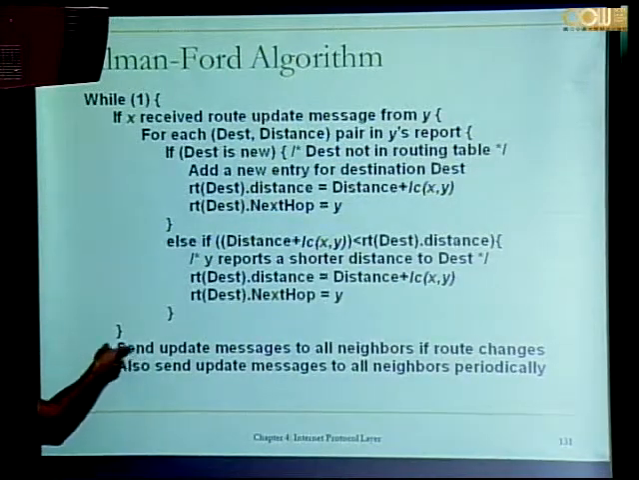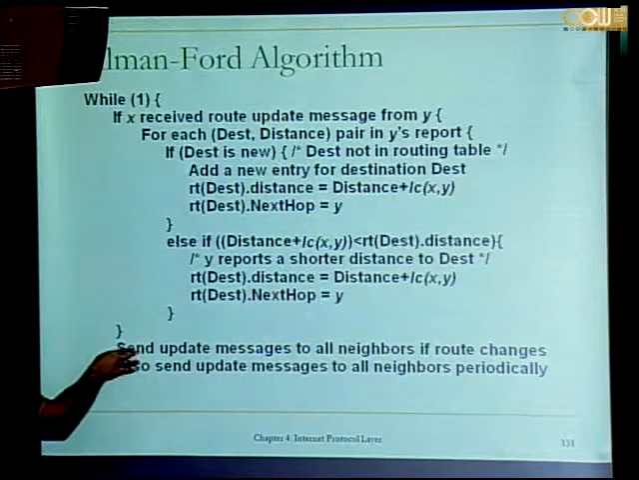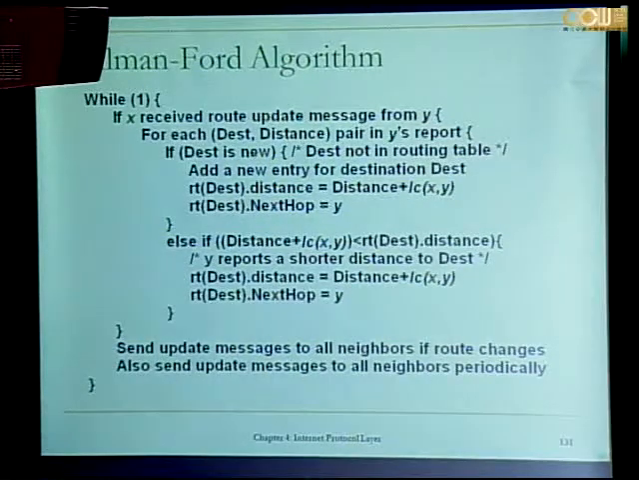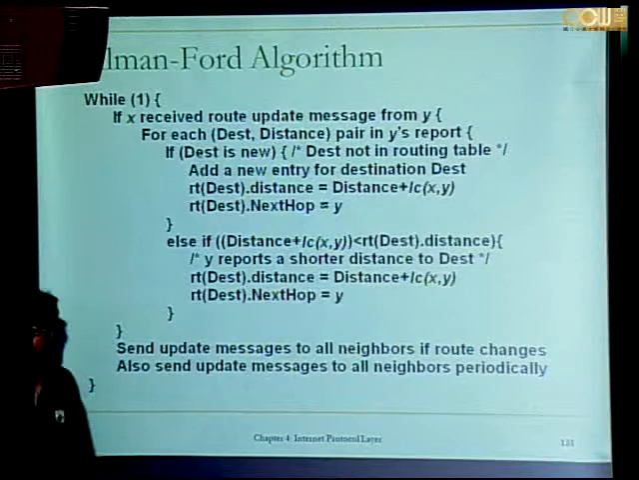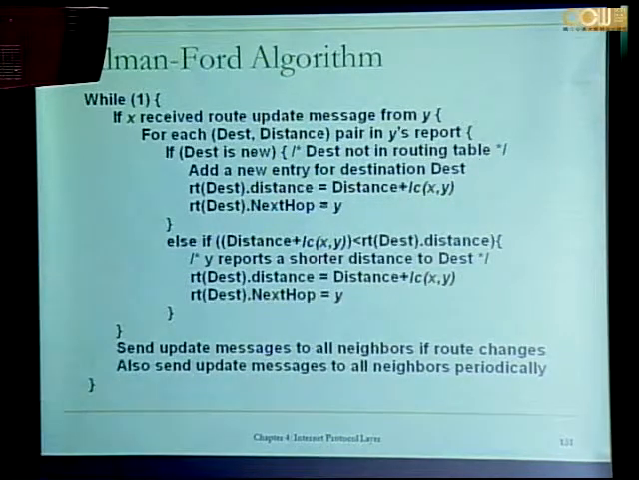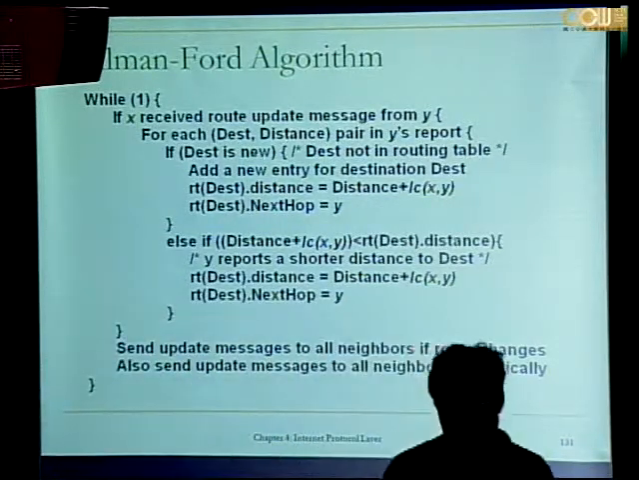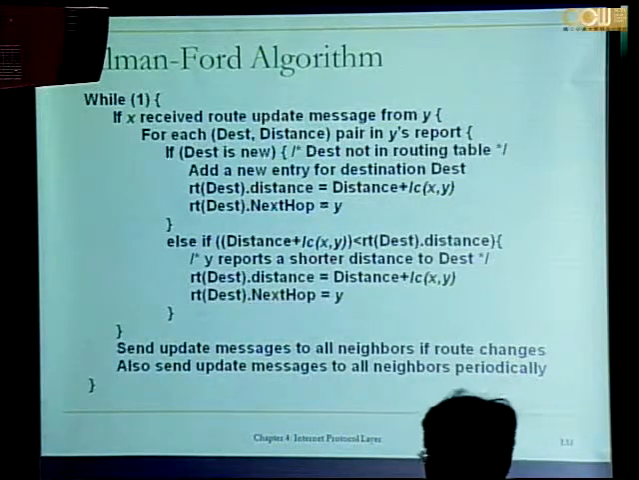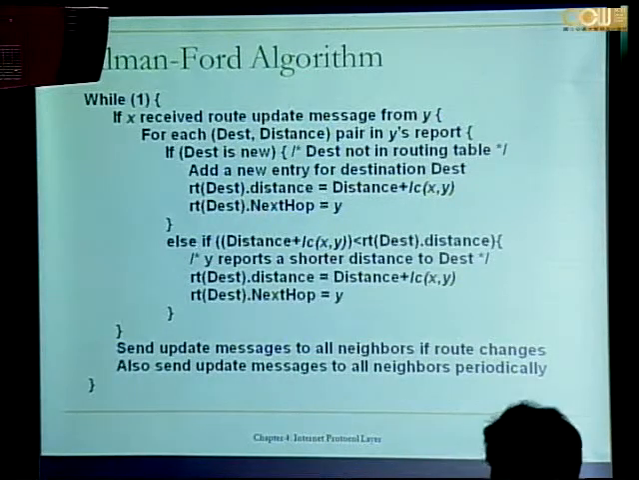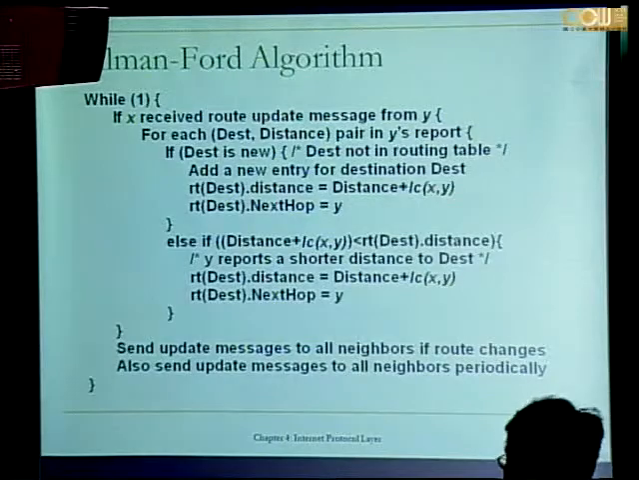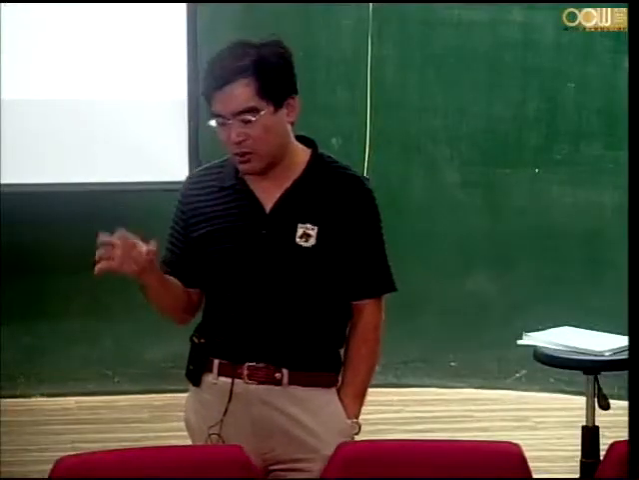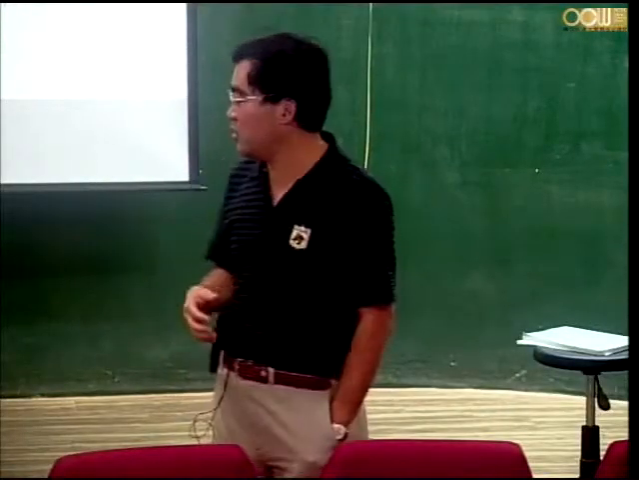If I have updated my routing table, what would I do? I need to tell my neighbors, either right now or periodically. If my distance vector has changed a lot, it's better that I tell my neighbors as soon as possible, so that I can propagate the network change sooner. If the change is not much, then I would wait until the next exchange.